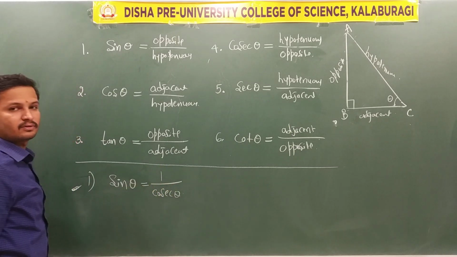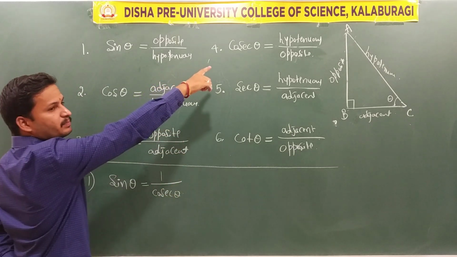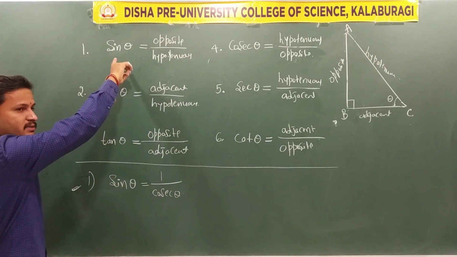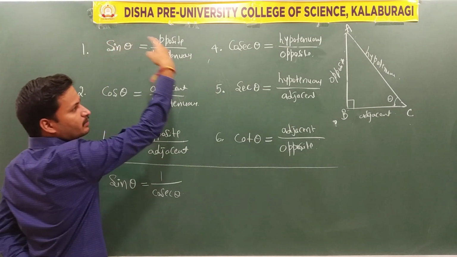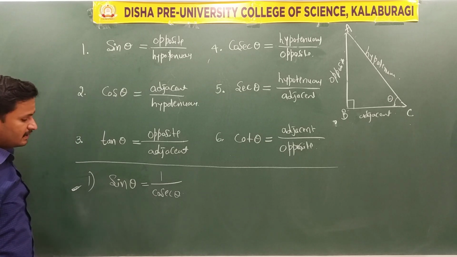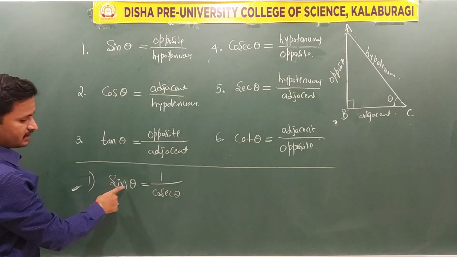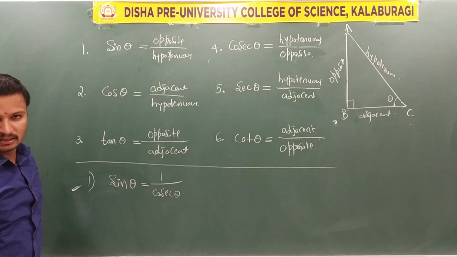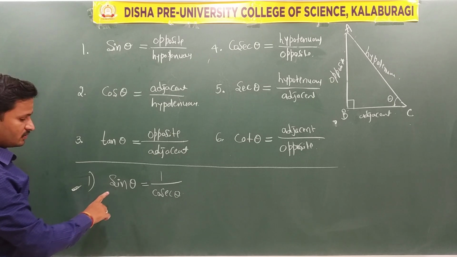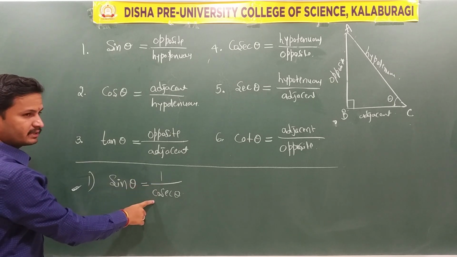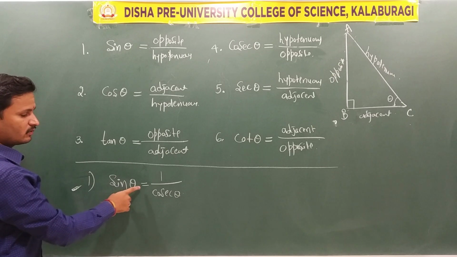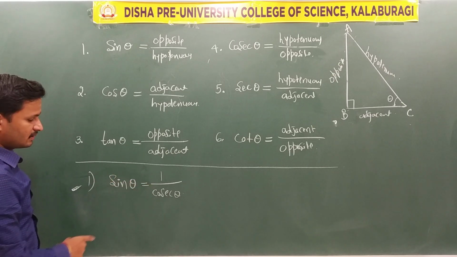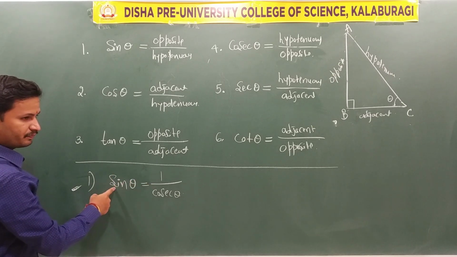Cosecant theta is the reciprocal of sine theta. Similarly, sine theta is the reciprocal of cosecant theta. We can write cosecant theta is equal to 1 by sine theta also. Both are the same. So sine theta is equal to 1 by cosecant theta, or cosecant theta is equal to 1 by sine theta. See, cross multiply these two.